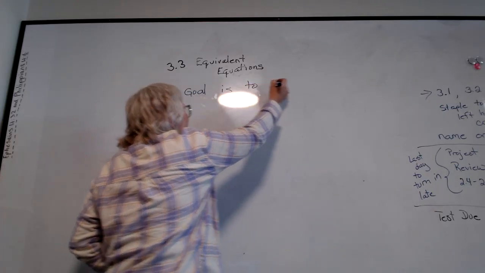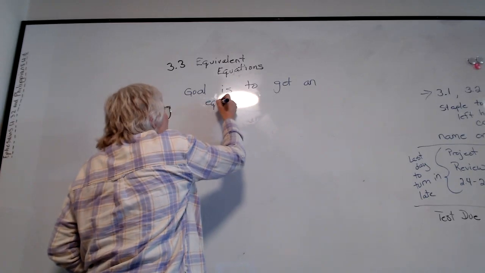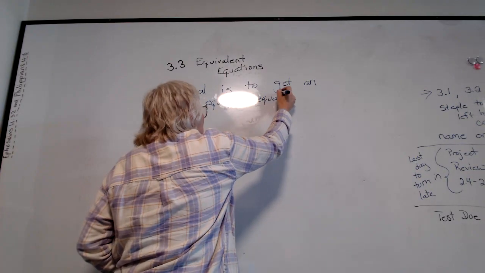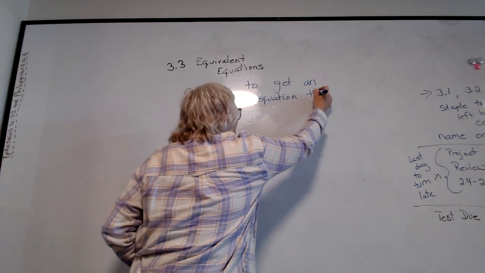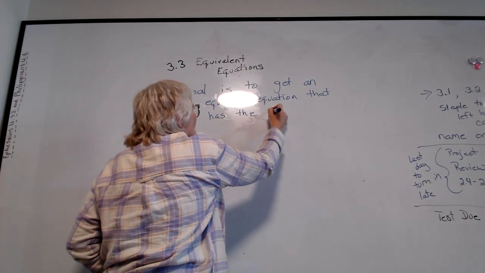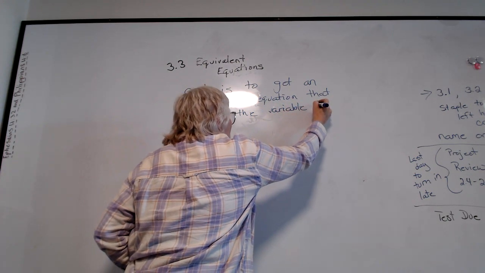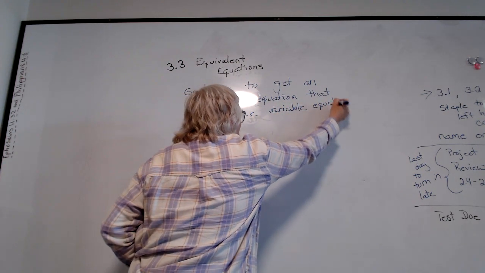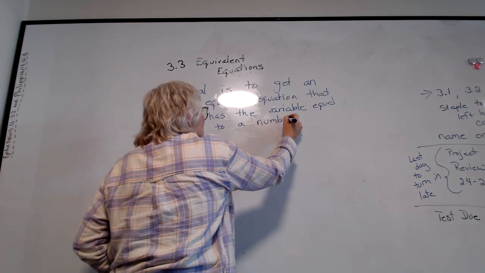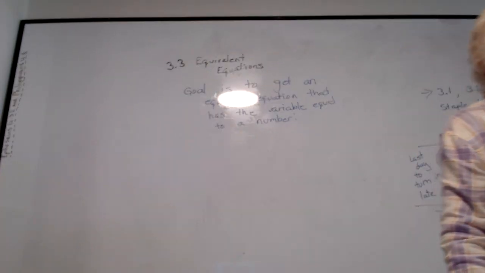is to get an equivalent equation that has the variable equal to a number. That's basically the whole thing, okay? We are really talking about solving equations.